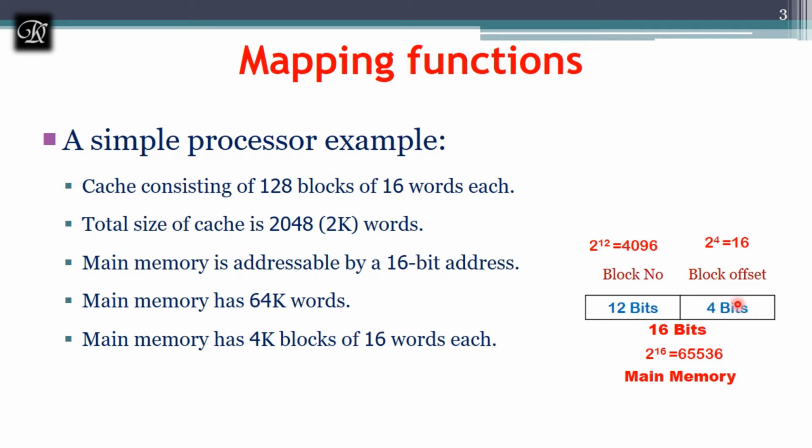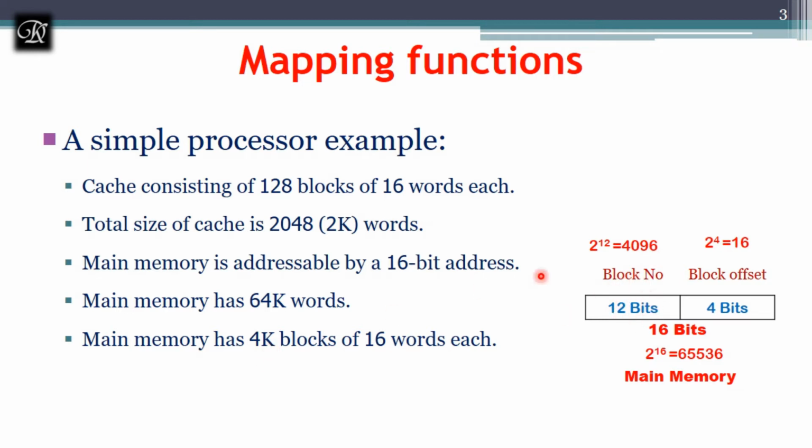Inside the block offset, I have taken this. And an individual block, how am I going to recognize? The remaining 12 bits, that is 4k, as I said. 2 to the power of 12 will give me 4k. The remaining 12 bits are used to recognize the block number.